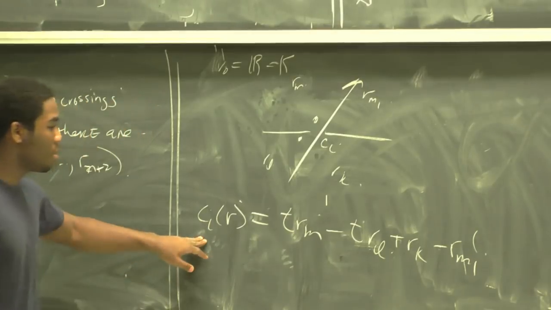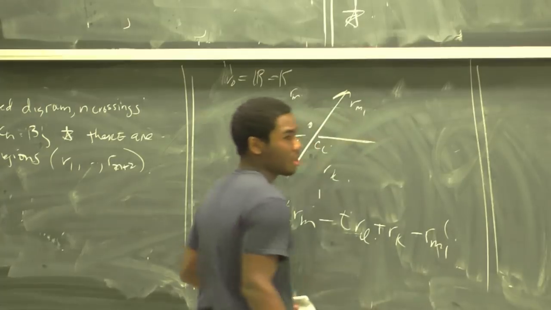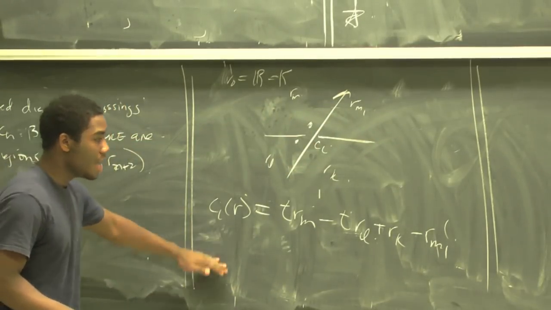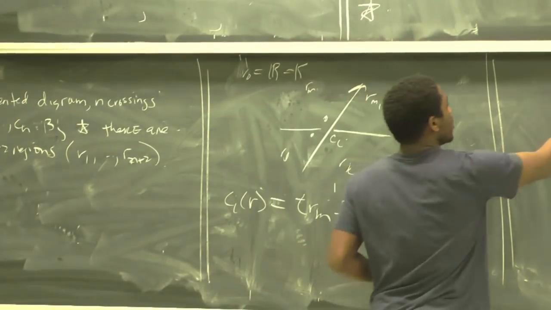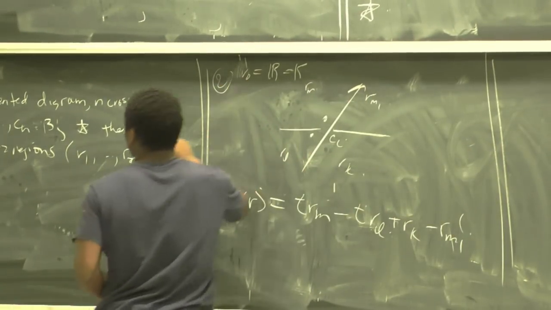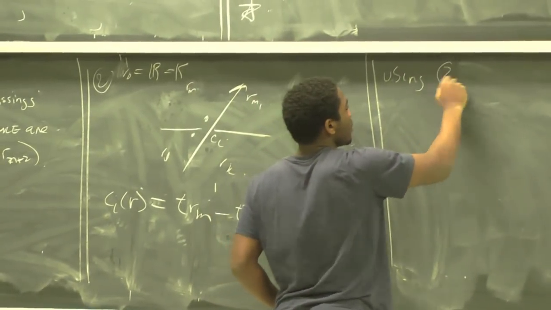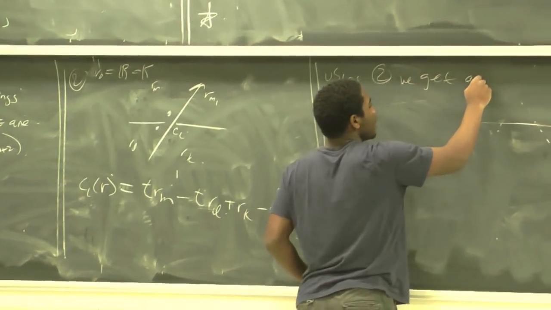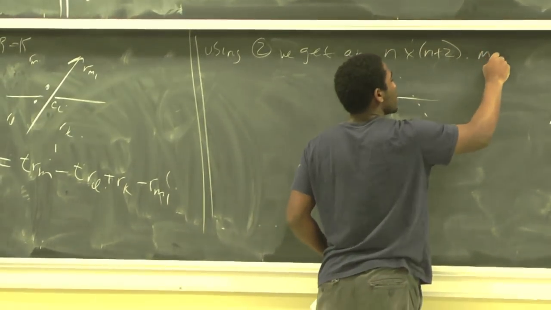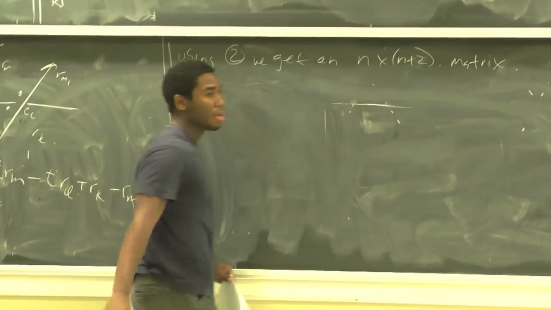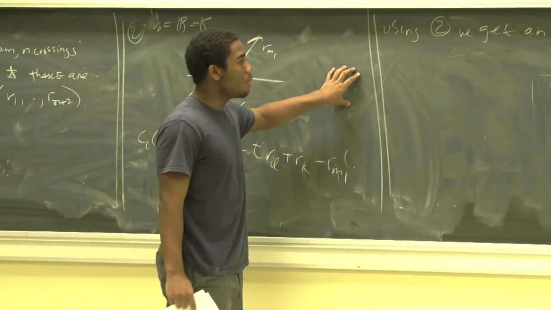Right, and this is how he determines this linear equation. So we can easily see then, what kind of matrix is this going to give us, right? We're going to have an n by n plus two matrix, right? So using, I guess we'll call this two, call this one. So using two, we get an n by n plus two matrix, right?